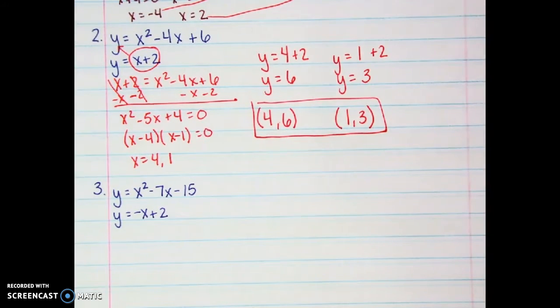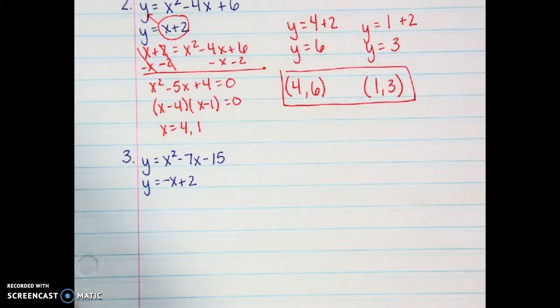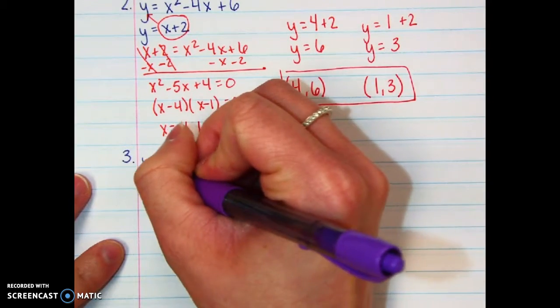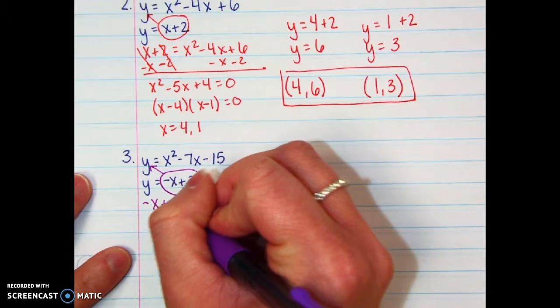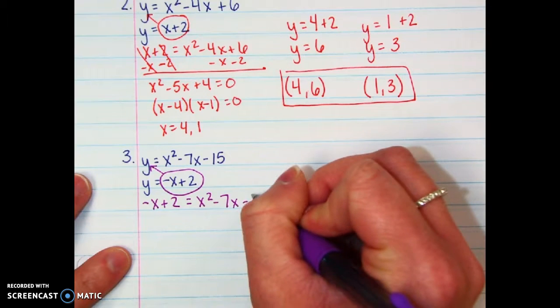Okay. So hopefully these aren't too bad. They're kind of similar to what we did earlier in the year, except now you have to either factor or do the quadratic formula. Let's look at number 3. I'm going to take this negative x plus 2 and put it in for that y. That gets me negative x plus 2 equals x squared minus 7x minus 15.